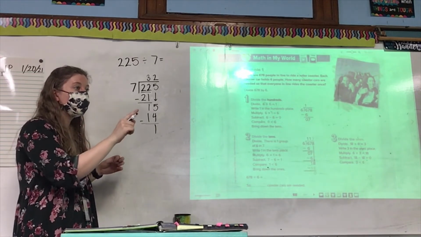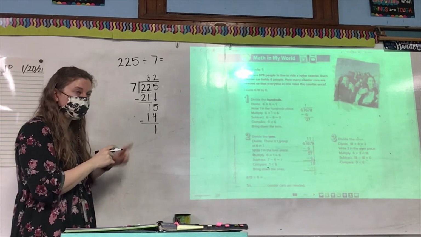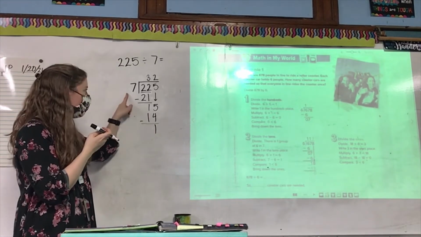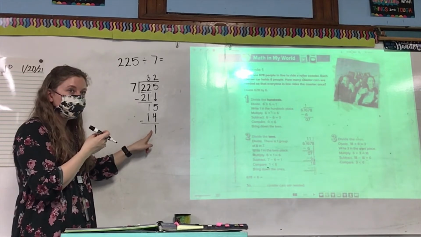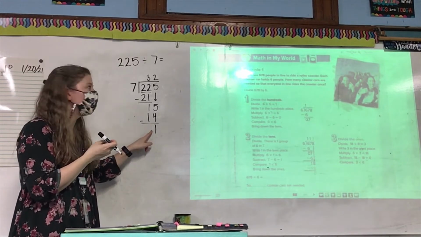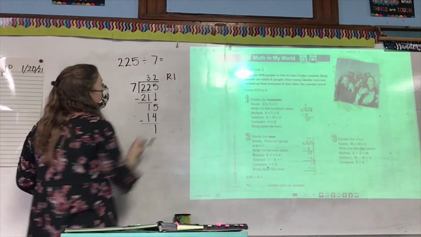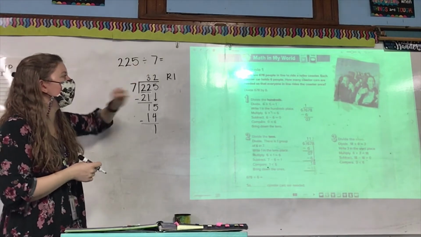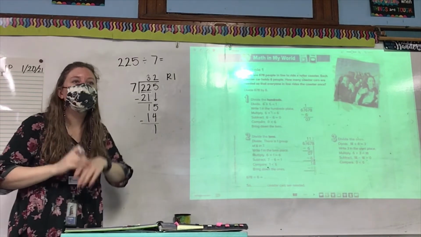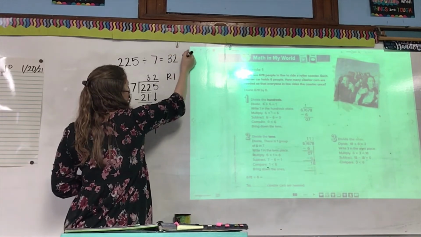Zadie, can you help her out? We have to compare. We're comparing the answer to our subtraction problem to what? To the divisor. It needs to be greater than, less than, or equal to our divisor. Less than. Is 1 less than 7? So 1 becomes the remainder. So now, class, 225 divided by 7 is what? 32 remainder 1.